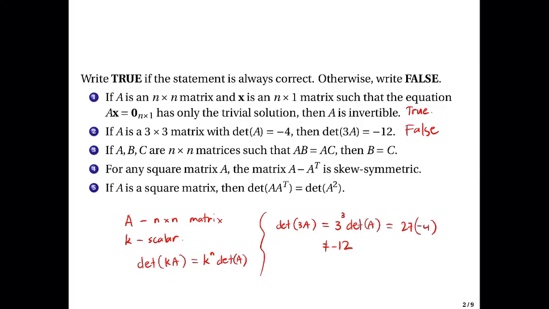For number 3, if A, B, and C are n by n matrices such that AB equals AC, then B equals C. If you go back to our discussion from before, I actually gave a particular example for this, and we found that this is false.